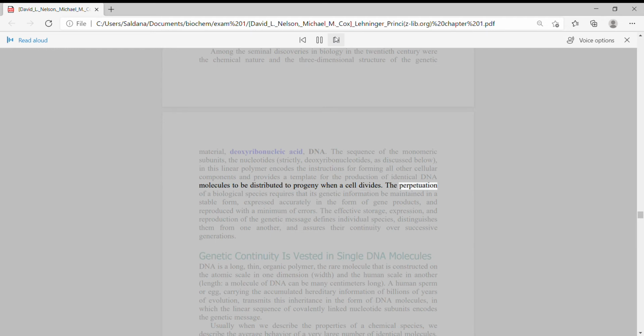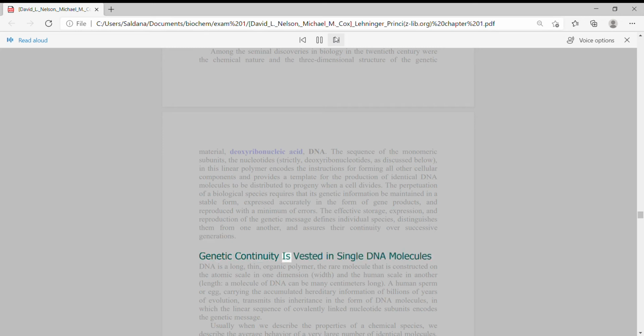The perpetuation of a biological species requires that its genetic information be maintained in a stable form, expressed accurately in the form of gene products, and reproduced with a minimum of errors. The effective storage, expression, and reproduction of the genetic message defines individual species, distinguishes them from one another, and assures their continuity over successive generations.